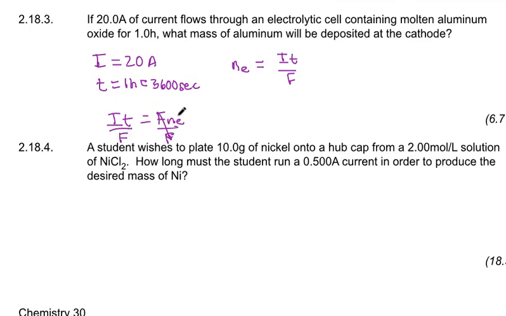F's cancel here, and you get number of moles of electrons equals current times time divided by the Faraday constant. So, current, 20 amps, times time, 3,600 seconds, divided by the Faraday constant, 96,500. We get, this is not the answer, 0.74611 moles of electrons. Now, they don't want the amount of electrons, they want the amount of aluminum.